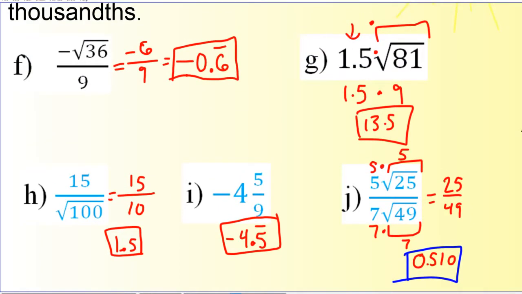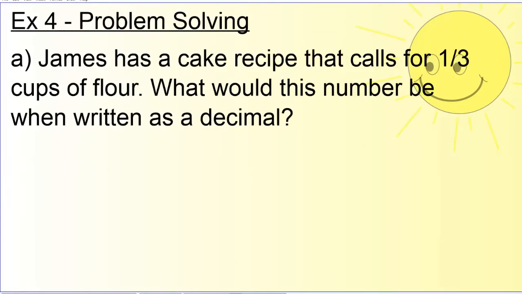So we changed all of these ugly rational numbers into decimals. We evaluated. Okay, example 4. Problem solving. James has a cake recipe that calls for 1/3 cups of flour. What would this number be when written as a decimal? Okay, so that's a pretty straightforward question. Take the number 1/3 and change it into a decimal.